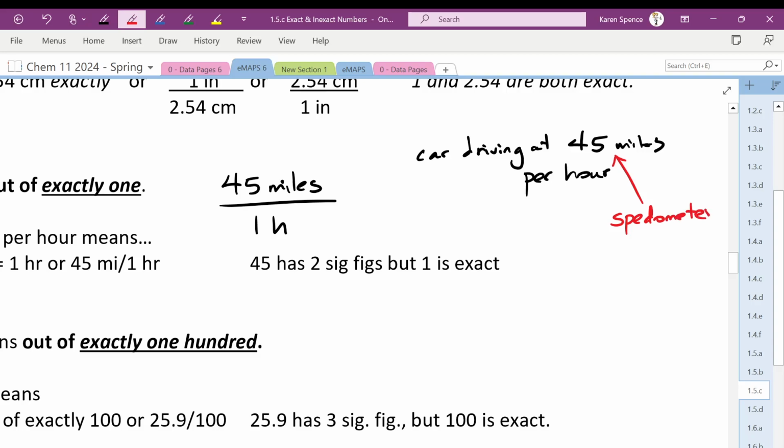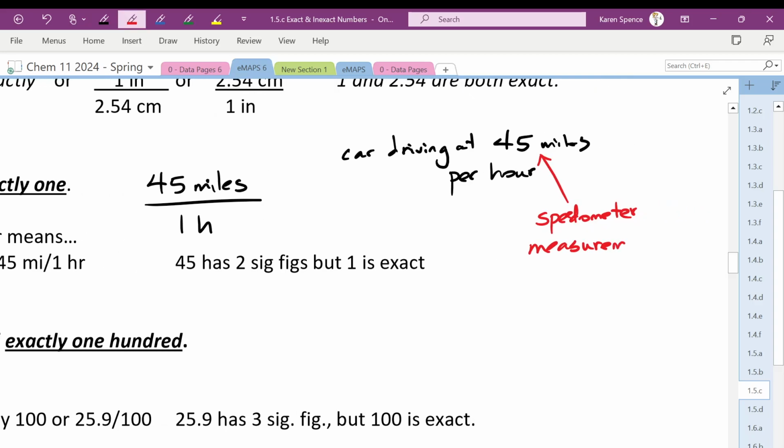And that is a measurement. And if it is a measurement, does it have finite or infinite sig figs? Finite. So 45 has 2 sig figs.